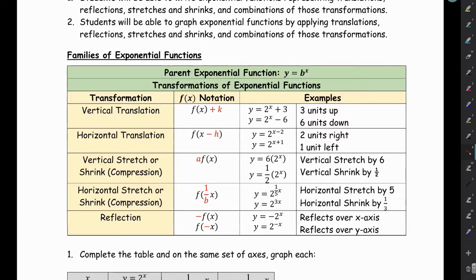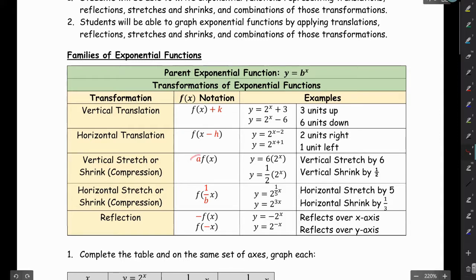If we have a function that has a value that's with the x value, so in other words, in an exponential function, it's in the exponent with it, so we have x minus 2 here. That means we're going to move it 2 units right, and x plus 1, 1 unit left. It's going to be the opposite. If it's a minus, it's going to go right. If it's a positive, it's going to go left.